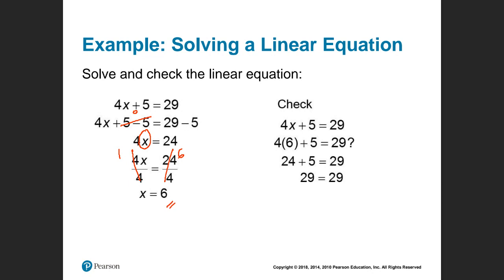Now we have to check. Go to the original equation, 4x plus 5 equals 29. Replace x with 6. So 4 times 6 plus 5 equals 29. 4 times 6 is 24, plus 5 is 29. 29 equals 29. Check. So the answer is x equals 6.